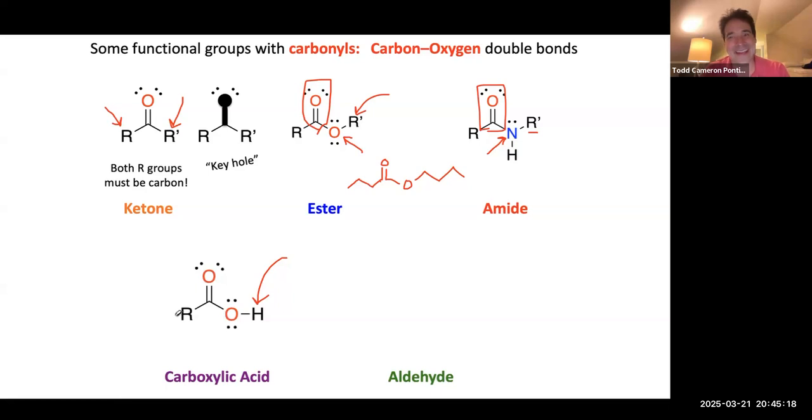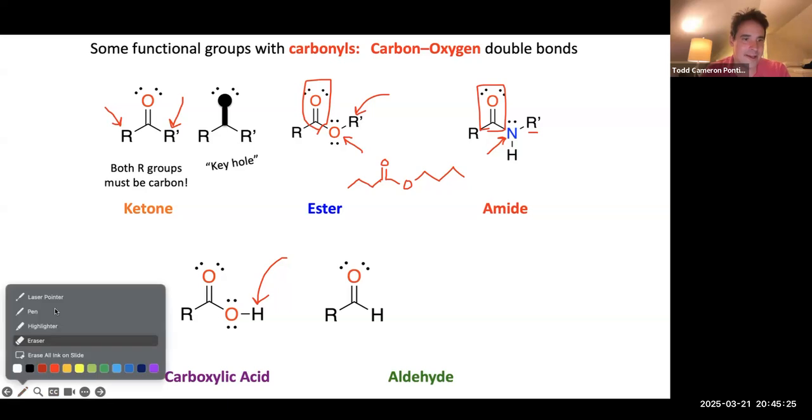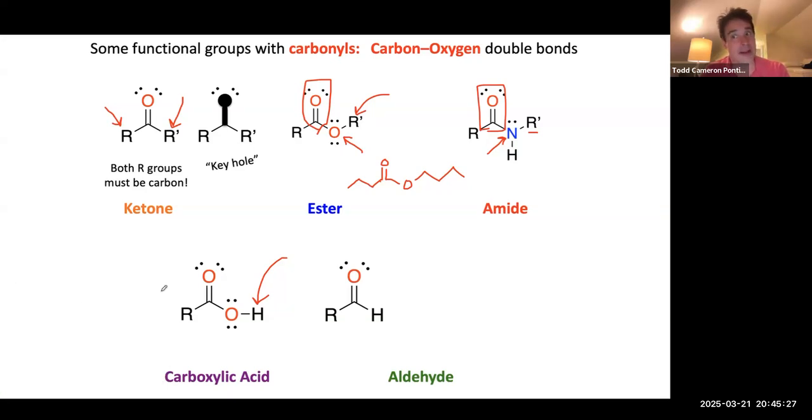Okay. And then an aldehyde is a carbonyl with a hydrogen coming off of it. And this is actually one that I have a mnemonic for. It's not a great mnemonic, but it's one that I like. If you draw a skeletal structure, you don't need to draw hydrogens attached to carbons.